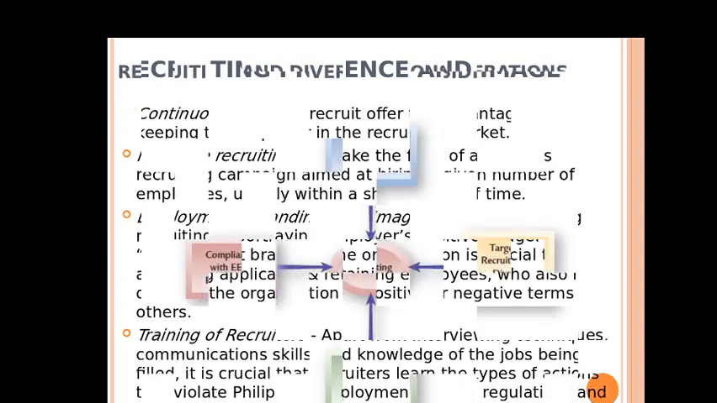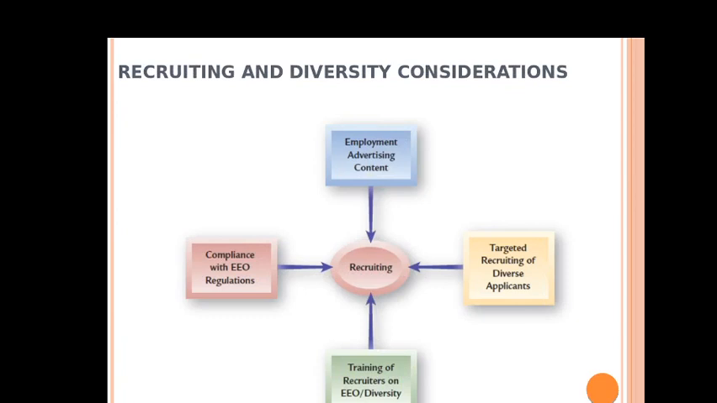Next is recruitment and diversity considerations. There will always be an aspect of looking into the strategic context of your recruitment, in such a way that you want to project a brand or an image that you are an equal employment opportunity employer, an employer that provides equal opportunity. That is the kind of image you want to convey.